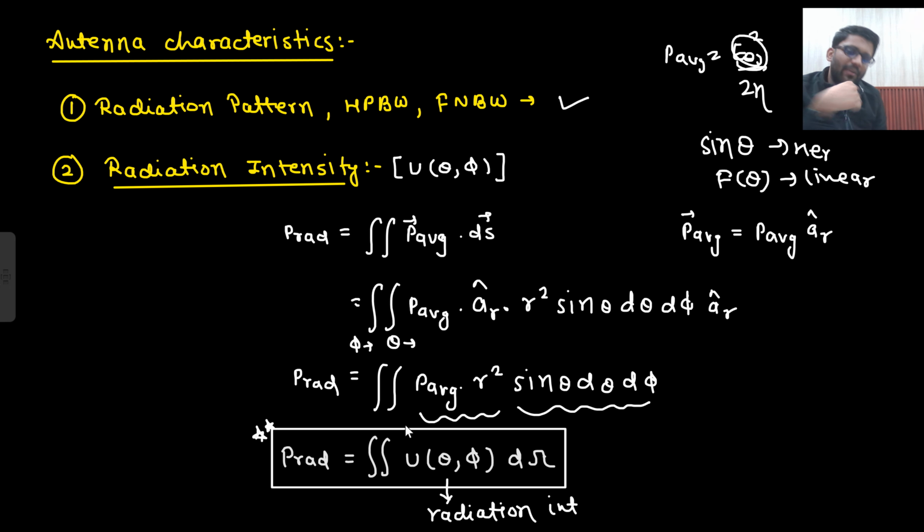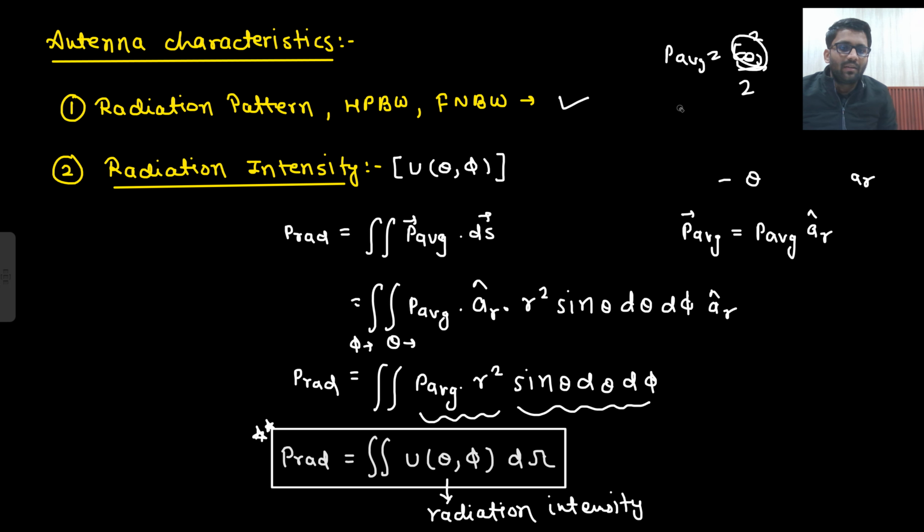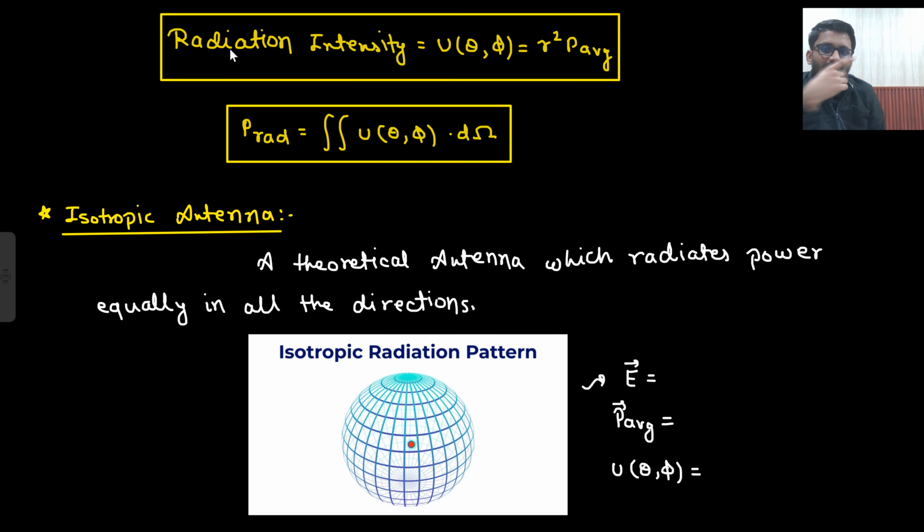So rather than remembering that U(theta, phi) is equal to r square times P average, remember the process: where did we start from? We always start from P radiated. So P average times r square sin theta d theta d phi. So r square times P average is your U(theta, phi). So this is your radiation intensity. Rather than remembering the formula directly, we would prefer remembering the process, how we got here. Radiation intensity is r square times P average, and P radiated is given by this. So you would be able to write it down very quickly.